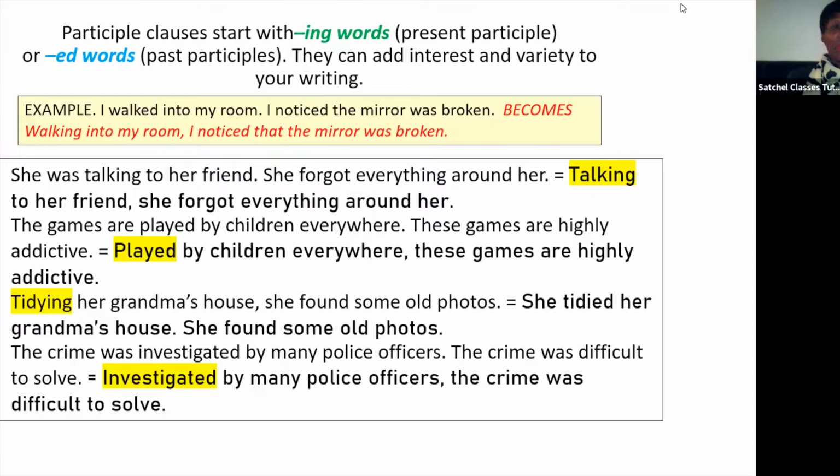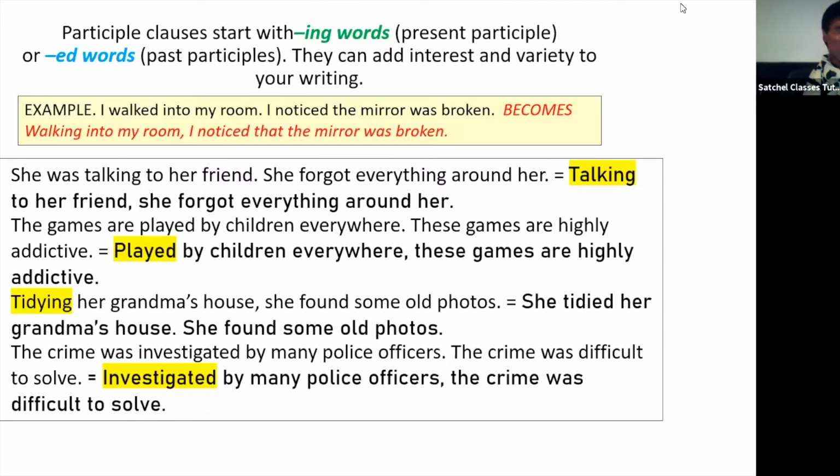And the same for non-fiction. Games are played by children everywhere. And these games are highly addictive. Sounds like someone I know, addicted to technology. You could change those sentences to: played by children everywhere, these games are highly addictive. So starting with an ed participle, played, adds interest and variety to the sentence. And you can see the last two examples. Tidying her grandma's house, she found some old photos, and investigated by many police officers, the crime was difficult to solve.